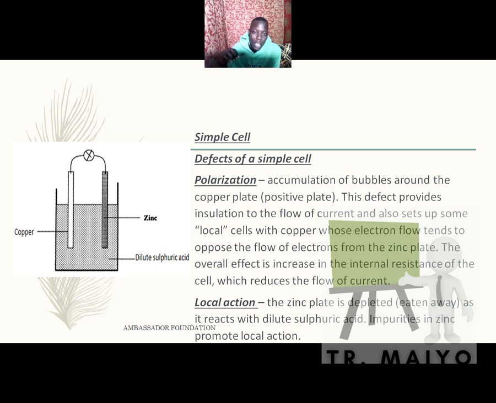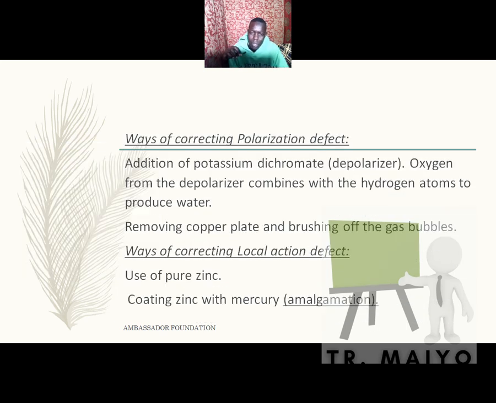So we call it the local action. Those are the two problems a simple cell faces. Though there's a remedy for this, local action and polarization, we can say this. Local action, this gas that accumulates at the copper plate is hydrogen gas. So if we can find how to remove that hydrogen gas, then we will have solved the problem of polarization.